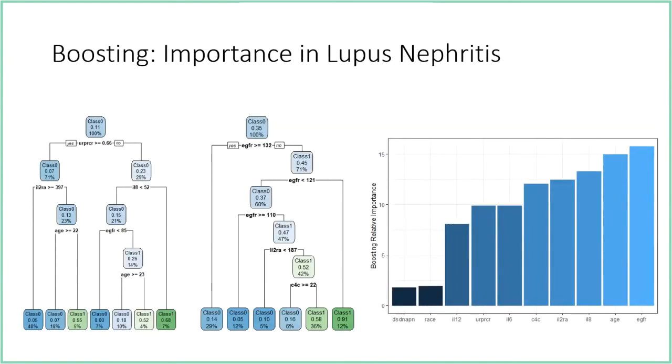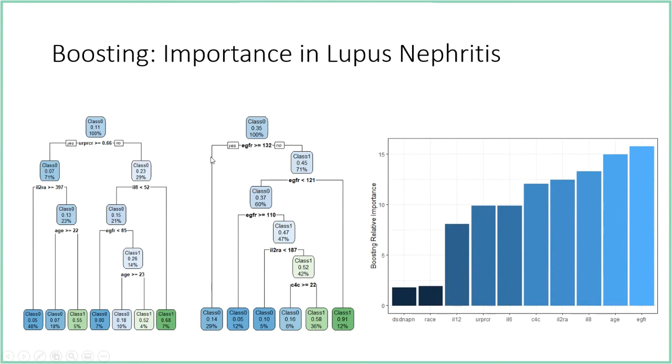Now, the reason I'm showing you two trees: in the case of the boosted model for our treatment response in lupus nephritis, I think I built 100 trees. I'm just showing you two different trees. I can't remember, this is the first iteration, and this may be like the 35th iteration or something like that, so it's much later in the building process. And you can see both have 100% of the data, but this is saying that 11% of the data are class 0, and this is saying that 35% of the data are class 0, and that's because of how the observations are weighted.